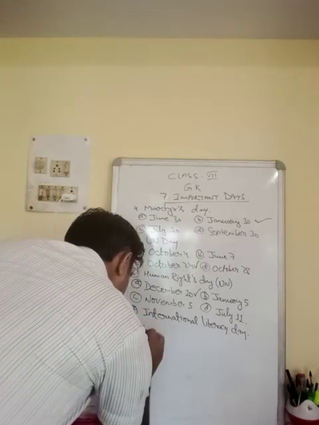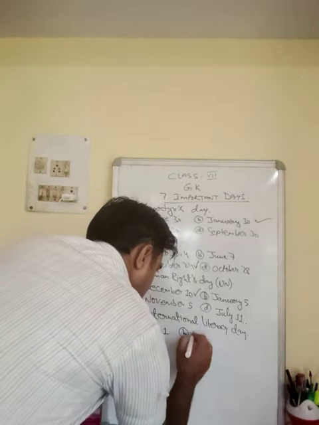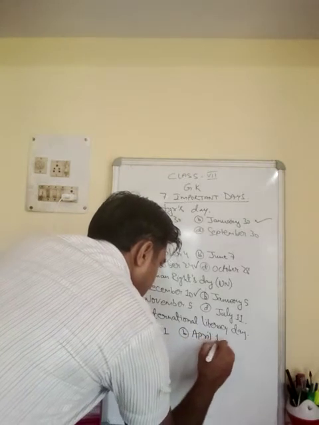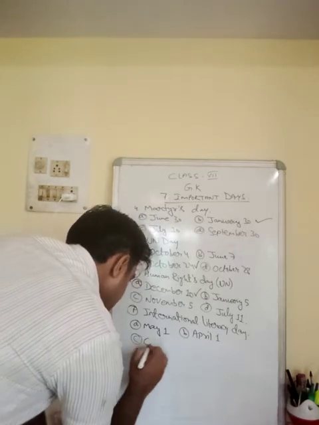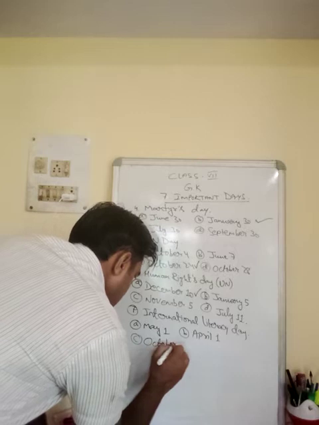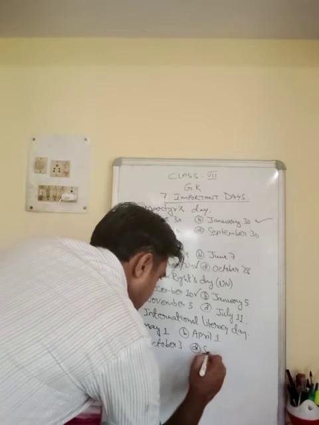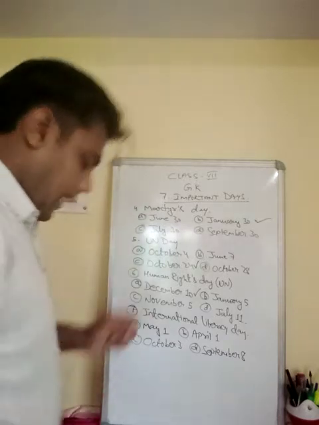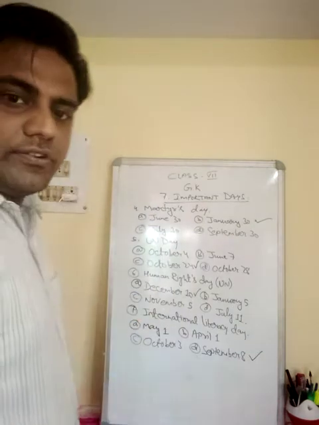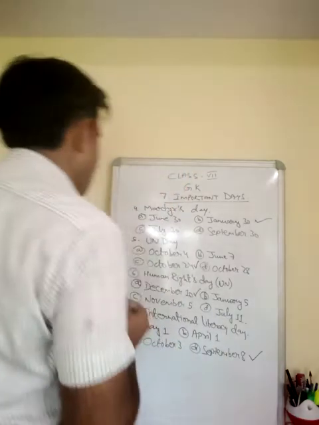Your four options: number A, May 1, number B, April 1, number C, October 3, and number D, September 8. And the correct answer is September 8. International Literacy Day is celebrated on September 8. Let's move on to the eighth one.